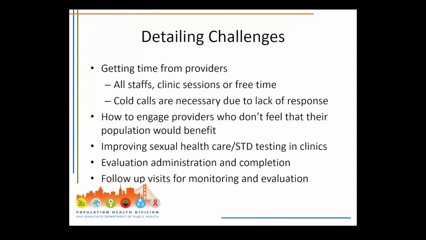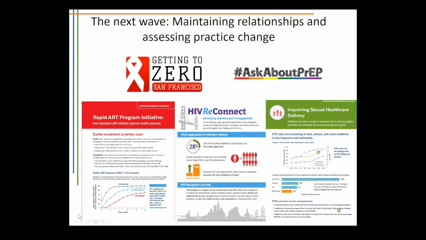measures our primary outcomes. So one of the main things that we've been working on subsequent to developing our PrEP materials is the next waves of detailing. And I think that this is really important to keep providers interested in the work that we're doing as a public health department.